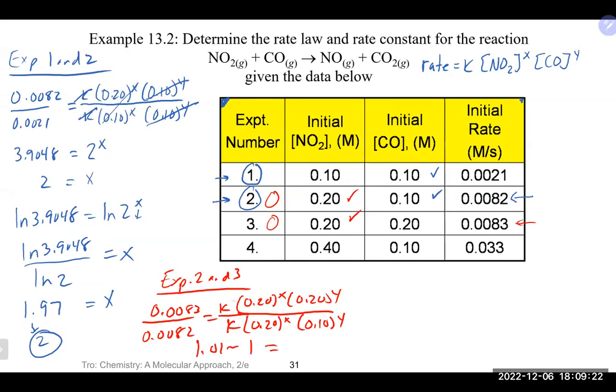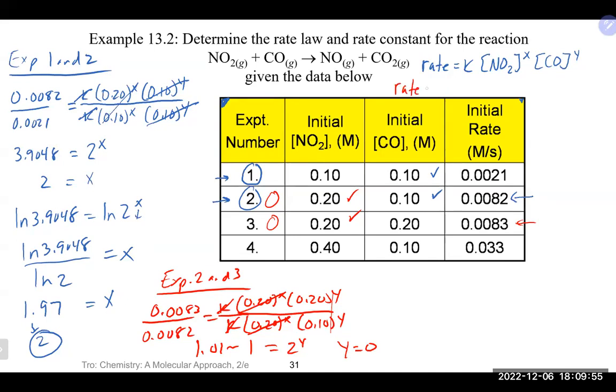And coming this way, those guys should cancel. These guys should completely cancel, and this would give me a 2 to the y. So as we just talked about, y would equal 0 in this case, right? And you would get that if you took the natural log of 1 on the left there and then divided the other guy over, it would get you to 0 as well. Or if you did 1.01, you might get a slight number there, but basically 0. So that means that with the orders here, we could actually complete our rate law.